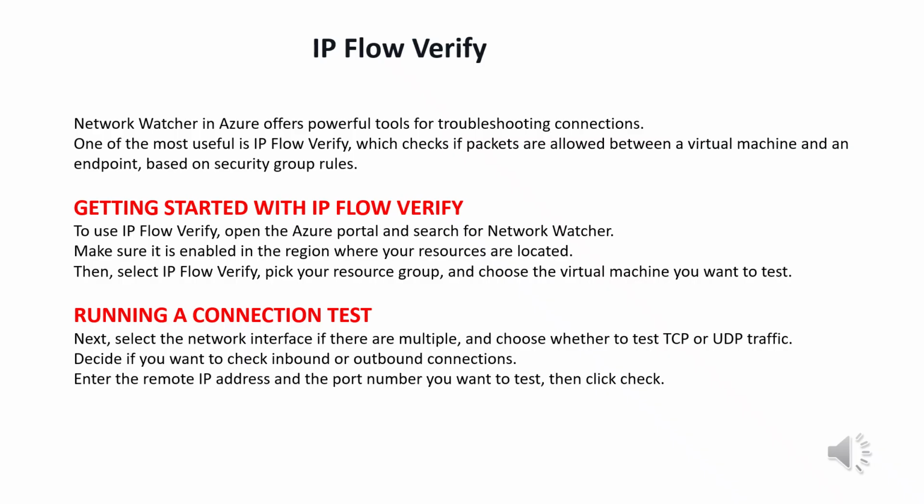To use IP Flow Verify, open the Azure portal and search for Network Watcher. Make sure it is enabled in the region where your resources are located. Then select IP Flow Verify, pick your resource group, and choose the virtual machine you want to test. Next, select the network interface if there are multiple, and choose whether to test TCP or UDP traffic. Decide if you want to check inbound or outbound connections. Enter the remote IP address and the port number you want to test, then click Check.